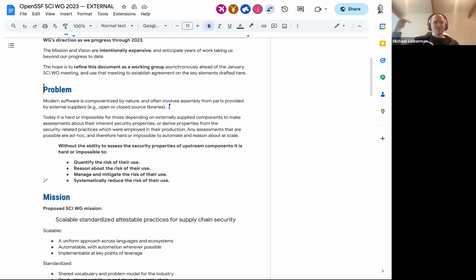Quantifying risk and reasoning about it and yada yada is not on my list of things to do. Yeah, no, it's a really good point.